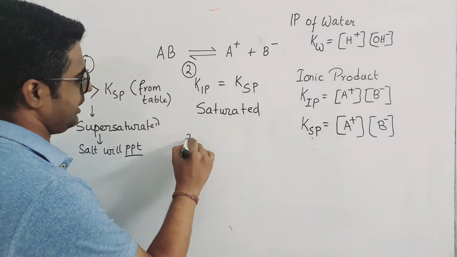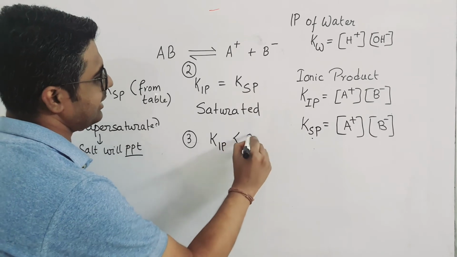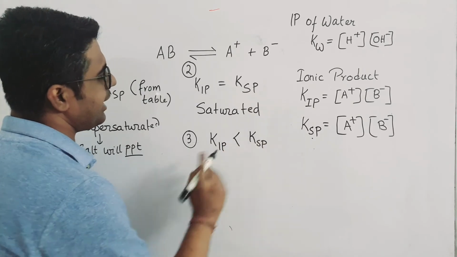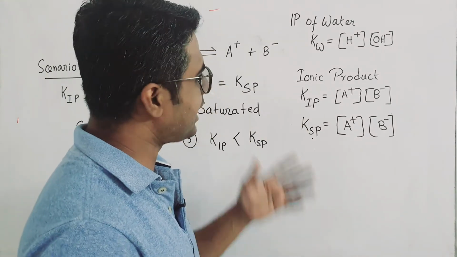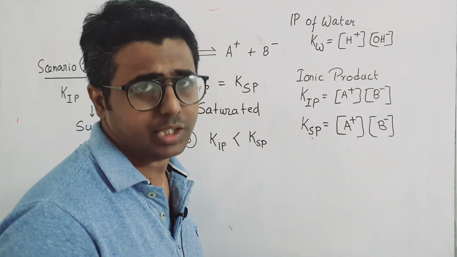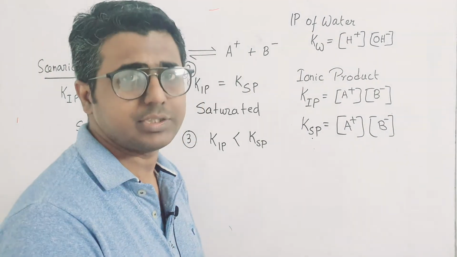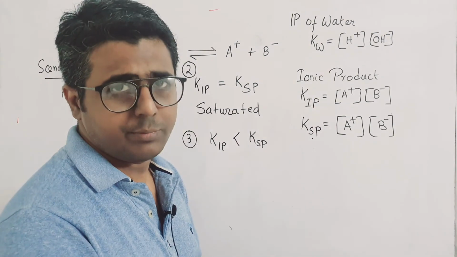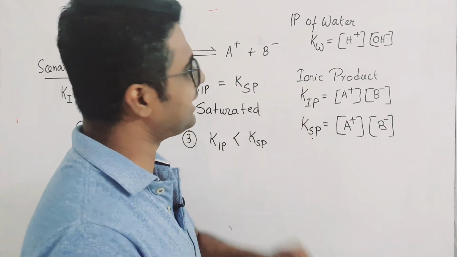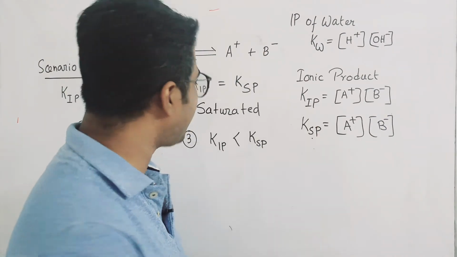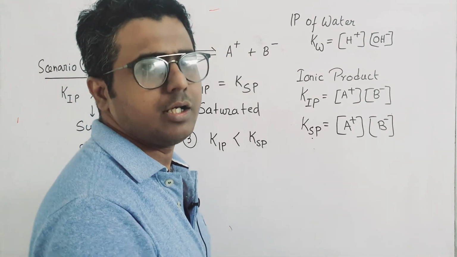Number 3 is KIP less than KSP. If KIP is less than KSP, that means at this moment the reaction, you can call it a reaction quotient also. I hope you have gone through what is reaction quotient and equilibrium constant. So this is the equilibrium constant for a solubility equilibrium, but this is the reaction quotient. This reaction quotient has not reached the equilibrium condition, so the reaction will move in the forward direction.